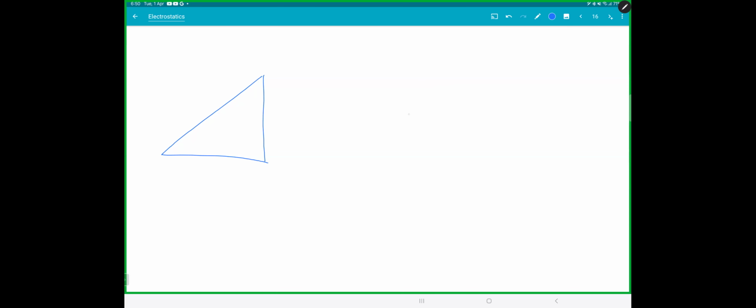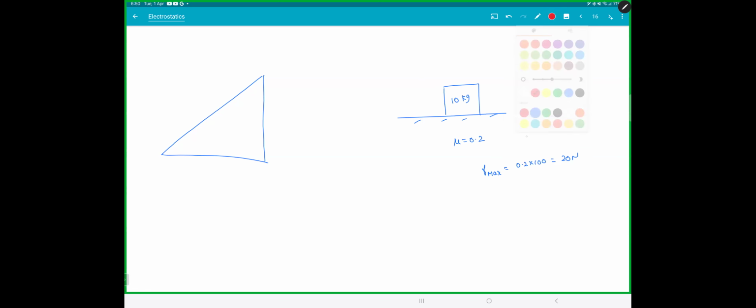So let me give you a hint. Let's say I have a block on a floor. Let's say 10 kg. Listen everyone clearly. And let's say mu is equal to 0.2. What is the maximum friction? Mu into N. So that is 0.2 into 100, which is 20 Newton. So this is the maximum friction. Now you tell me, if I apply F equal to 5 Newton, what is the friction? Will it be 20?